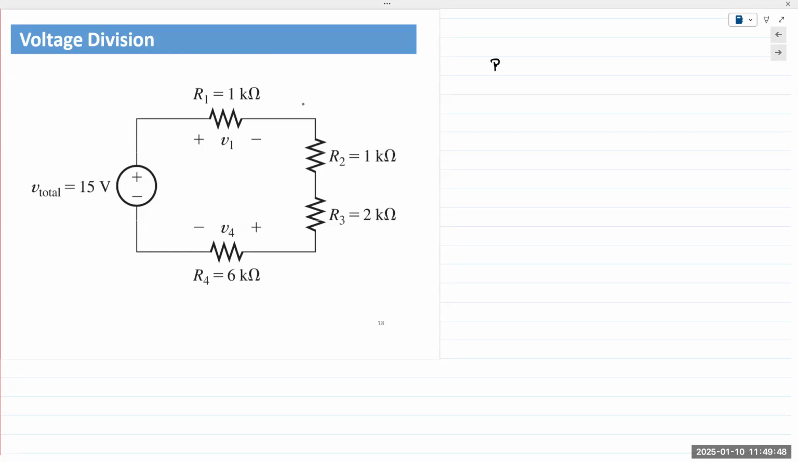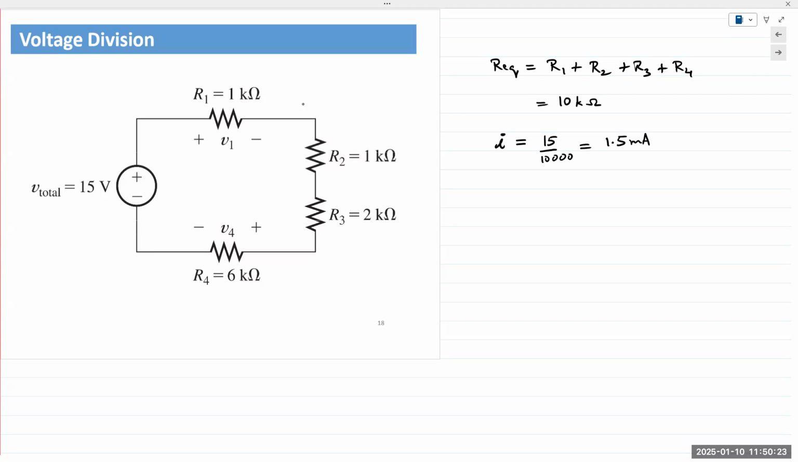So if I was to find the current flowing through here, what I would do is I would find Req, and Req, because it's series connection, would be the sum of the 4 resistors, right? In this case, it would be 10 kilo ohms, and I would find I as 15 divided by 10,000, and 1.5 milliamps. And then from I can find the voltage drop across each resistor, right?